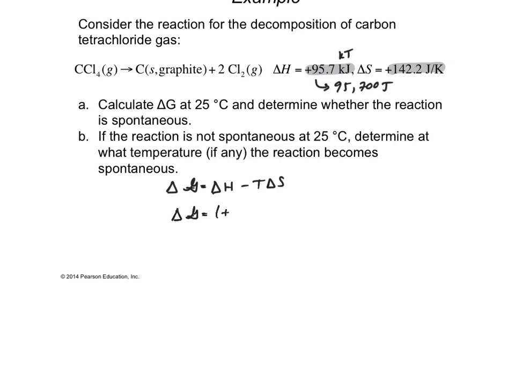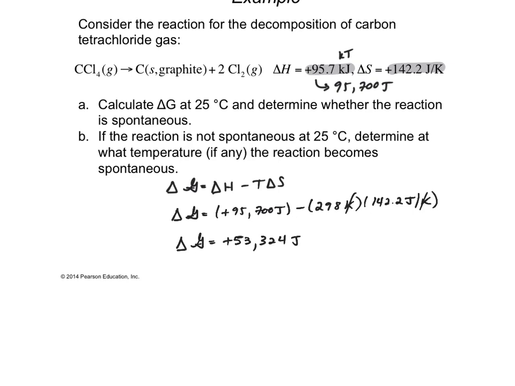So we have a positive 95,700 joules minus T. The T here has to be in Kelvin. What is 25 degrees Celsius in Kelvin? 298 Kelvin times the entropy value, which is 142.2 joules per Kelvin. Note that the Kelvins cancel when we multiply these together, and we end up with a value, delta G, equal to a positive 53,324 joules.